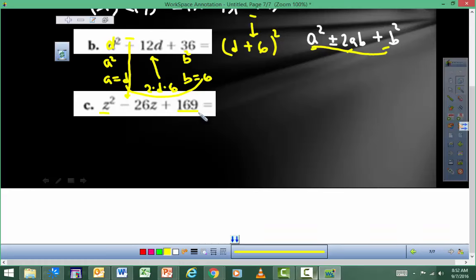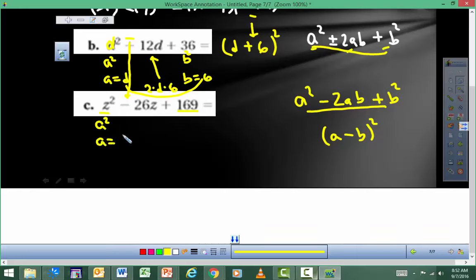In this case, because this one's negative, what we're looking for is a squared minus 2ab plus b squared. And if we have this pattern, then it's going to go to a minus b, and it's going to be a perfect square. Okay? So let's check and see if we have the pattern. Well, if this is my a squared, then what's a? And you say z. Hopefully everyone besides Noel is saying that. Alright, now if this is my b squared, then what's b? Hopefully what you're saying is 13, right?